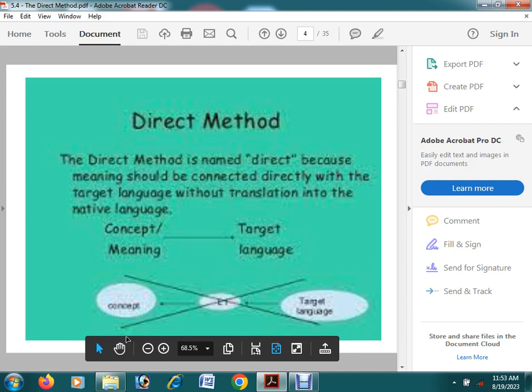What is our target language? That is English. So English will be the only medium of expression. Why? In one class we have said that actually we translate the target language into the native language. In that case we can't make meaning in the target language, that means in English.